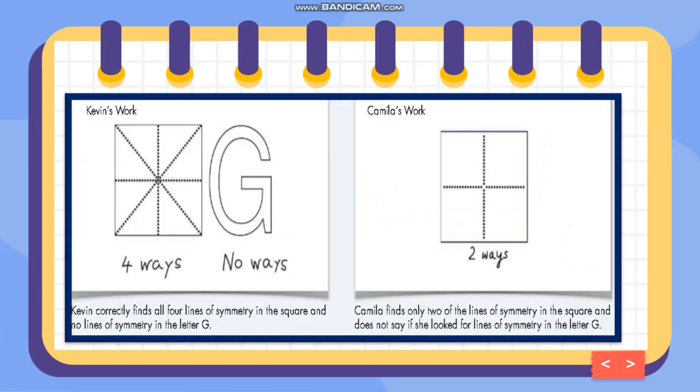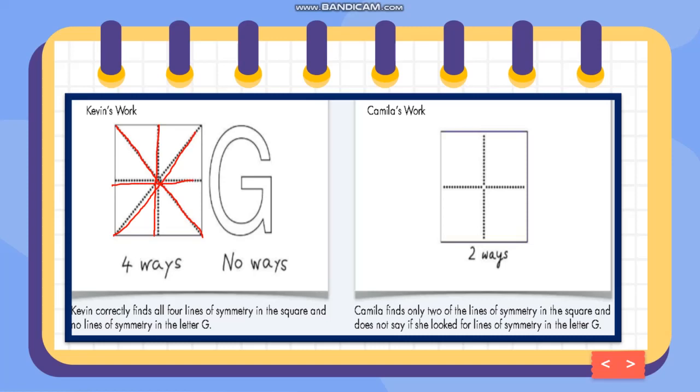Look at this. This is Kevin's work and Camila's work. Kevin correctly finds all 4 lines of symmetry in the square and no lines of symmetry in letter G. This is the first line of symmetry. When you cut it here, as you can see, the figure here and the figure here are the same. It's identical. So the same thing for the second, the third, and the fourth line of symmetry. For letter G, there is no way.